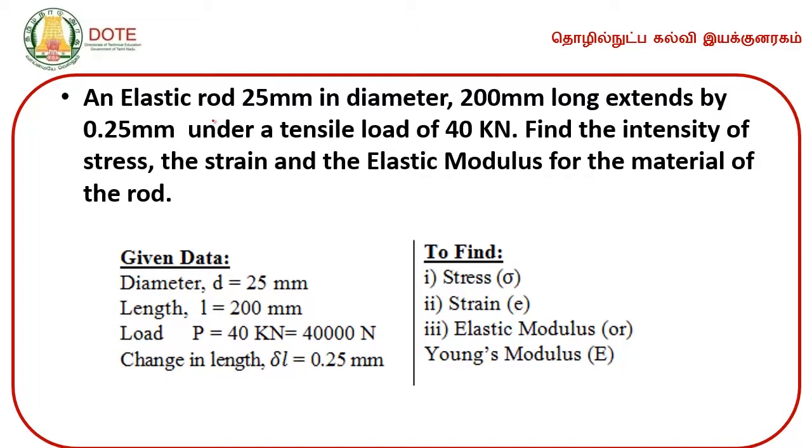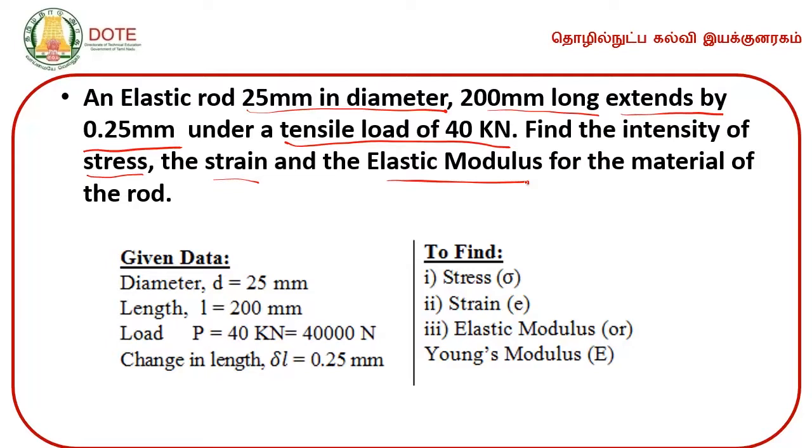An elastic rod 25 mm in diameter, 200 mm long, extends by 0.25 mm under a tensile load of 40 kilonewton. Find the intensity of stress, strain and the elastic modulus of the material for the rod.